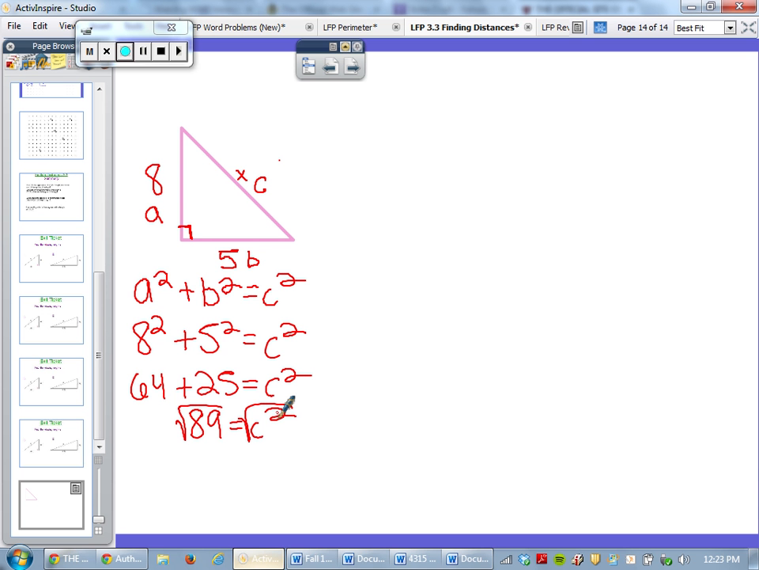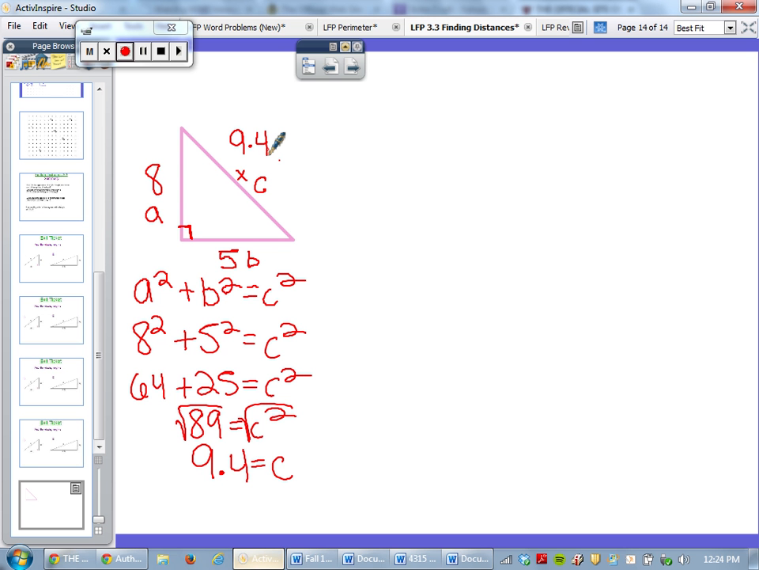It is roughly 9.4. Okay, notice again, 9.4 is greater than 8 and 5, which means that it fits the characteristics of a right triangle. And so here's all of our work. This is the easier application of the Pythagorean theorem.